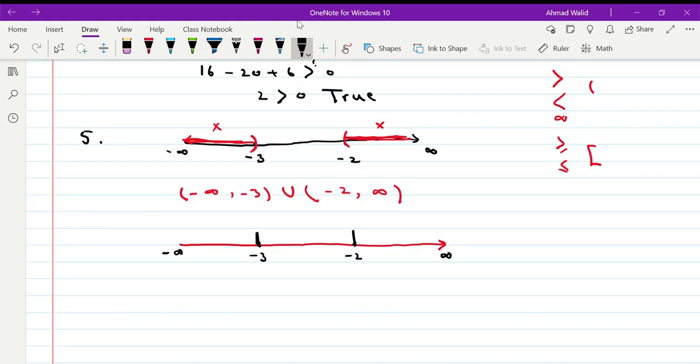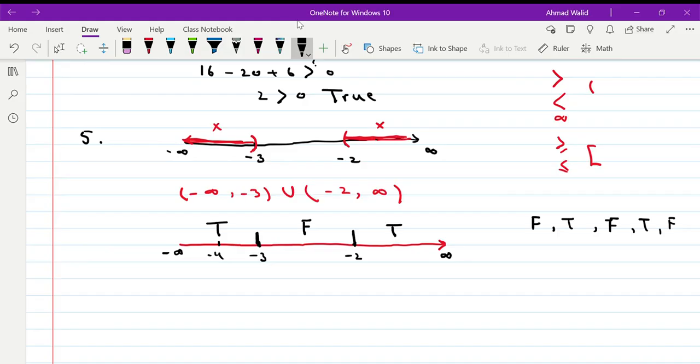If you are dealing with a polynomial function, when you pick a test point, for example here, which was negative 4, and your statement was true, immediately the next interval becomes false and the next one becomes true. It's like this pattern: false, true, true, false. It's one false, one true, one false, one true. This is the pattern. You can mark it like this.